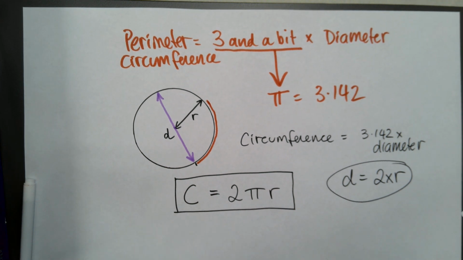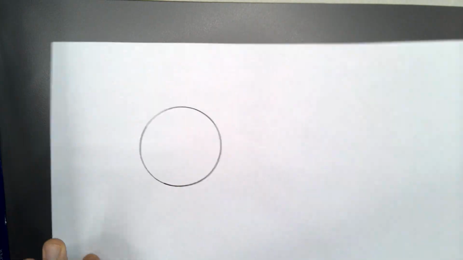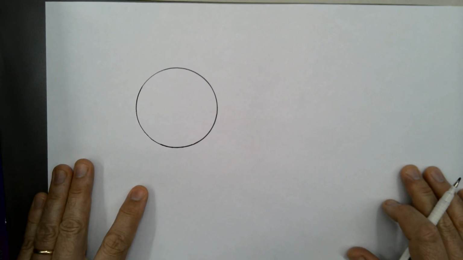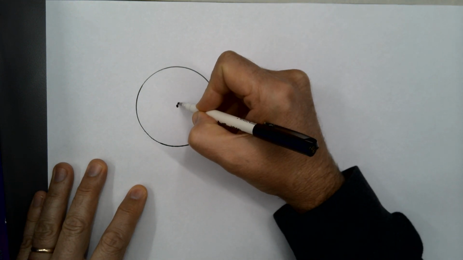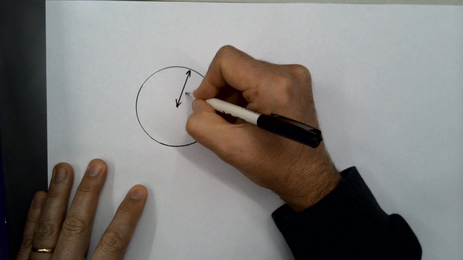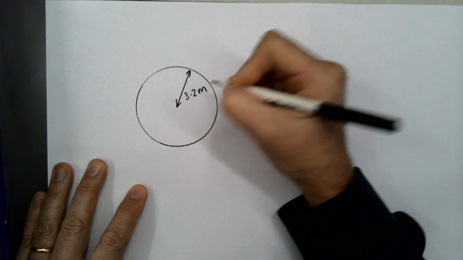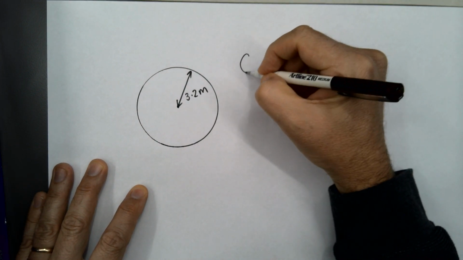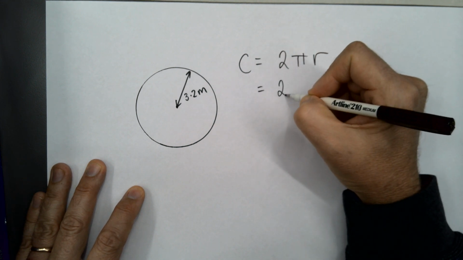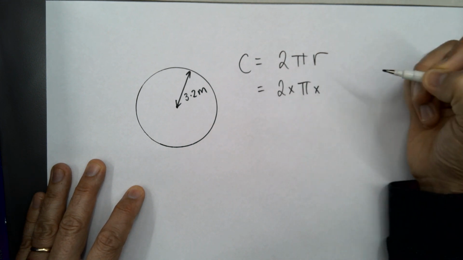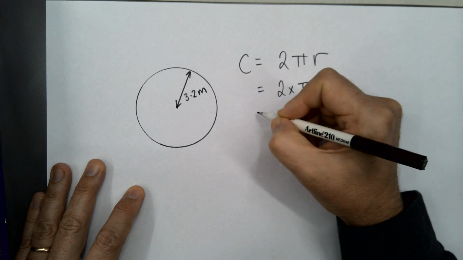So let's have a look. Pretty straightforward. It's just multiplying stuff. Let's say we've got a radius of 3.2 meters. All right, so circumference is 2 pi r. That's 2 times pi times 3.2.